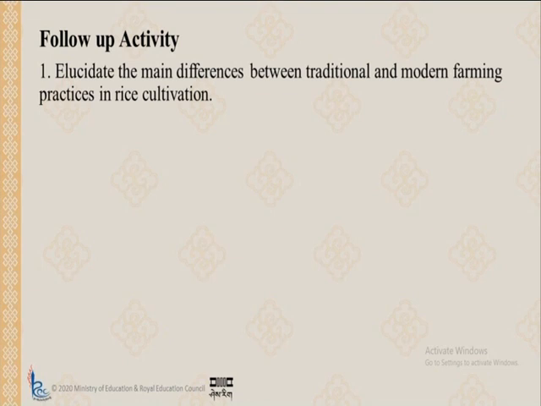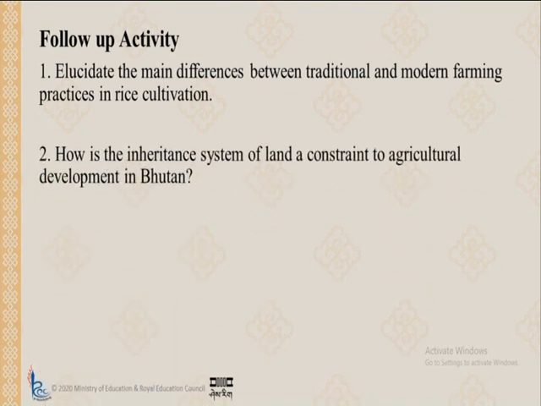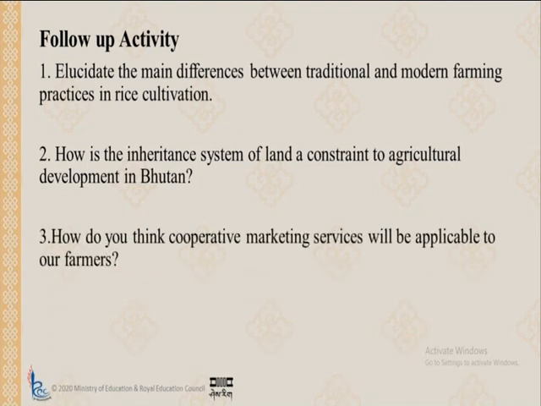As a follow-up activity, I have a few questions for you all to do at home. The first one is, elucidate the main differences between traditional and modern farming practices in rice cultivation. Second, how is the inheritance system of land a constraint to agricultural development in Bhutan? Third, how do you think cooperative marketing services will be applicable to our farmers?